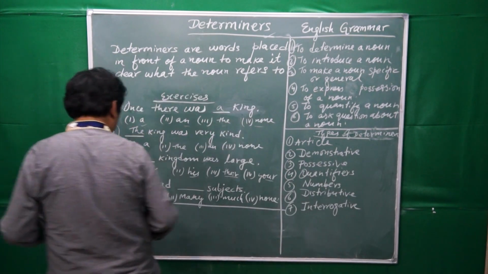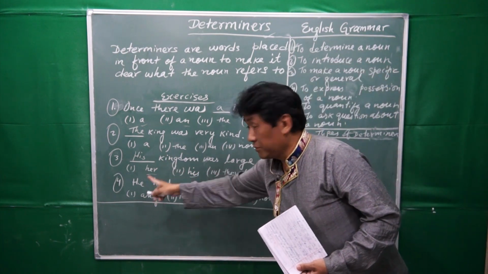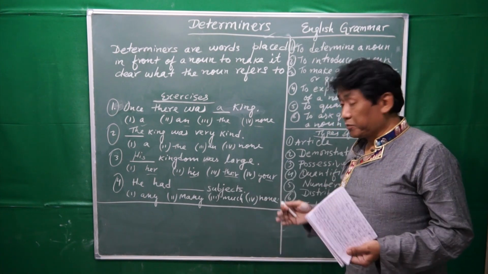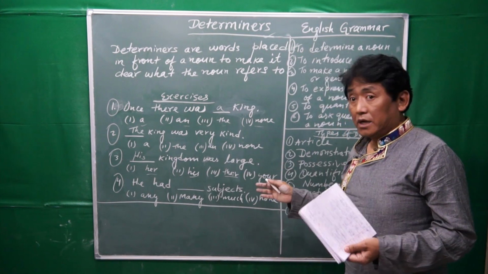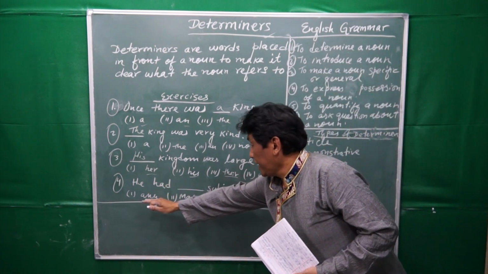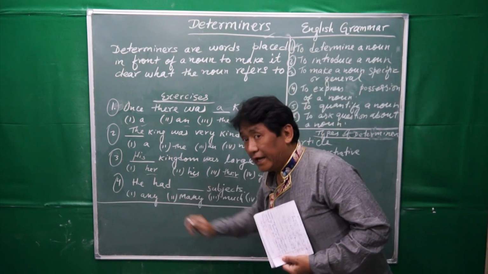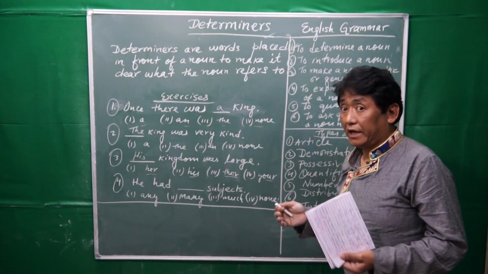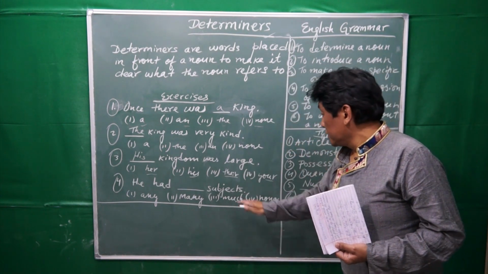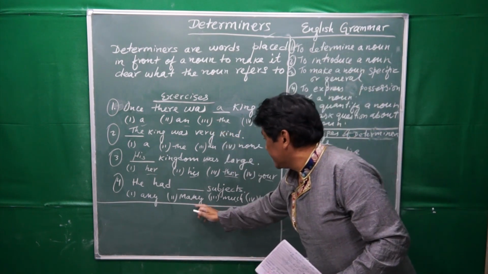His kingdom. Then the fourth one, he means the king. He had dash subjects. Subjects means the people living in the kingdom, citizens, right? The options are any, many, much, none. When we use any, then it would be negative. I don't have any money, that's what we say. We cannot write much because subjects, people, are countable nouns. So we have to write many.